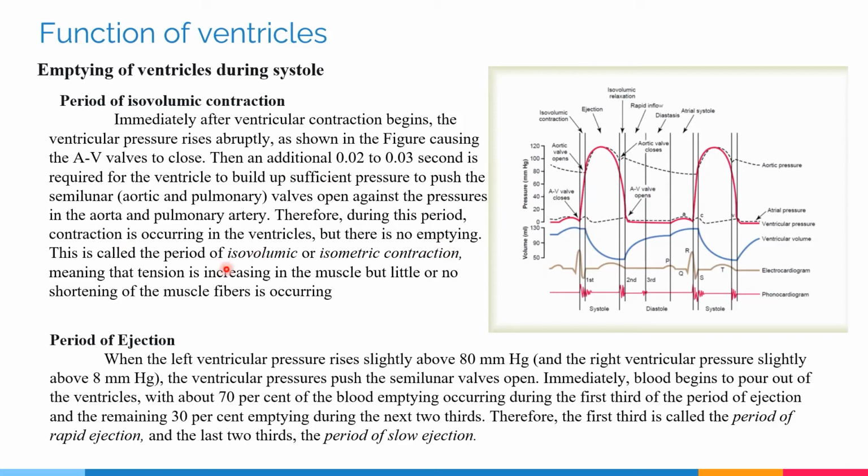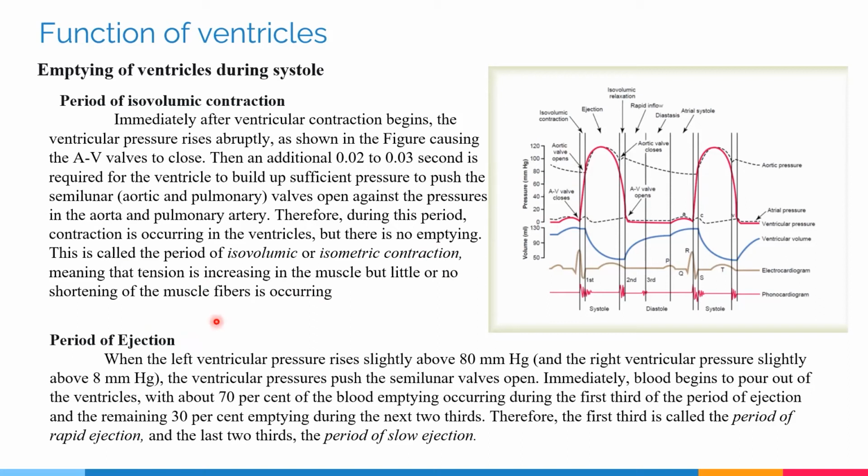This period is known as isovolumic or isometric contraction, meaning that the tension is increasing in the muscles, but little or no shortening of muscle fibers is occurring. This is the part of the plot which shows the isovolumic contraction. We see that there is very little change in the volume, but a huge increase in pressure.